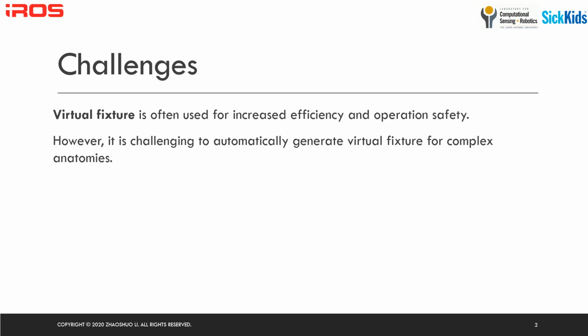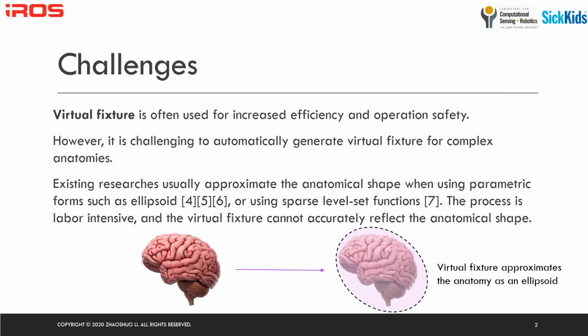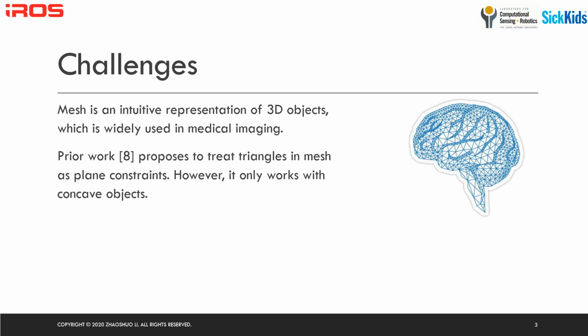However, it is very challenging to automatically generate virtual fixtures for very complex anatomies. Existing research mostly obtains an approximation of the anatomy using a parametric form, for example, using an ellipsoid or sparse level set functions. Generating these virtual fixtures is usually labor intensive, and the result is not very accurate. On the other hand, polygon mesh structures, which contain triangles, vertices, and face normals, can accurately represent the anatomical shape. They are widely used in medical imaging to visualize 3D shapes.